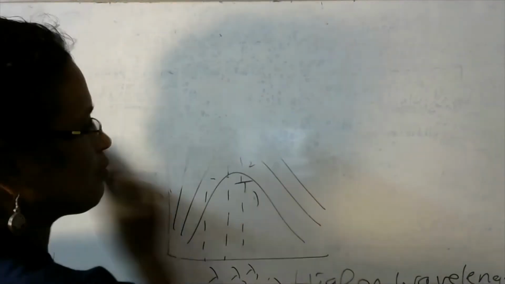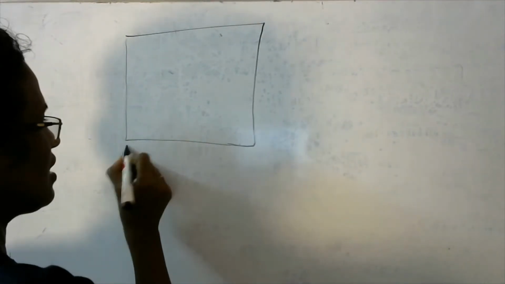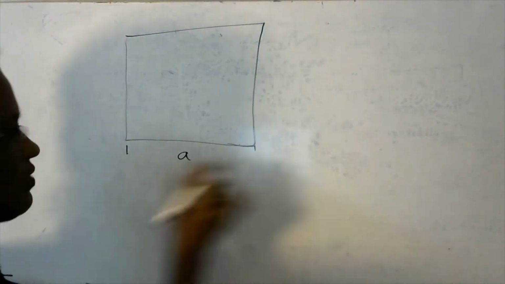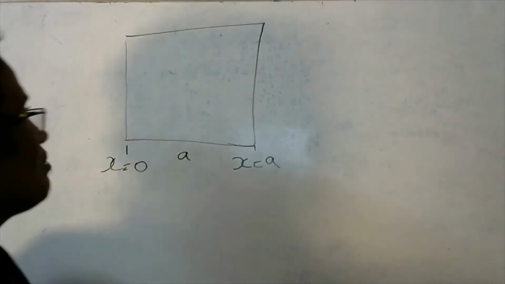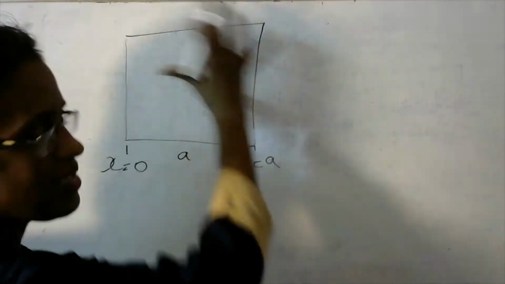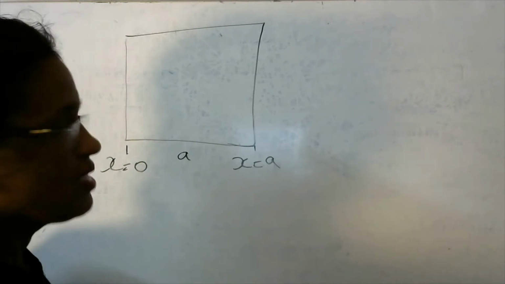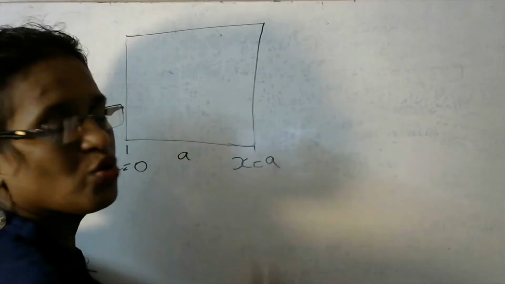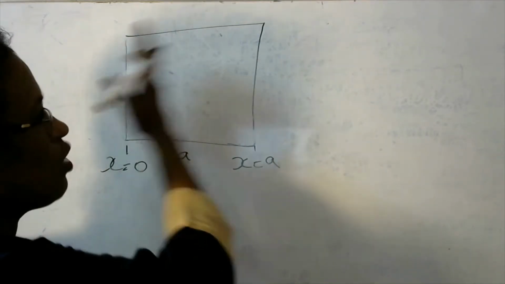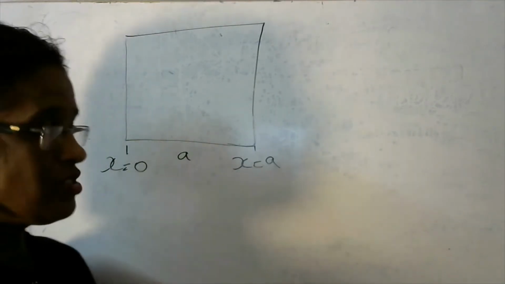So they consider a black body to be inside a cubical box with a length of a, with the boundary from x equal to 0 to x equal to a. Imagine that the black bodies are inside a cavity, and these walls are non-conductive walls, meaning the black body radiations emitted inside are not allowed to go outside. They are stopped at the walls, at the boundary from x equal to 0 to x equal to a.